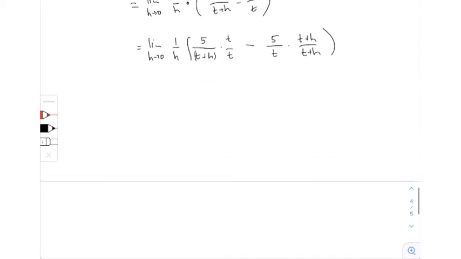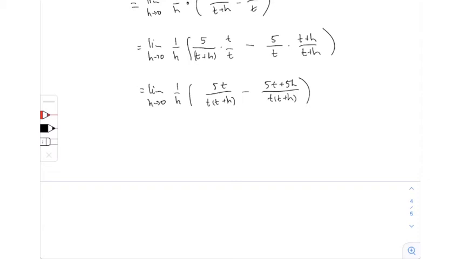And now let's see if we can work this out. 1 over h. The first one is going to be up top 5t over t times t plus h. And the second one is going to be 5t plus 5h, I distributed there, over t times t plus h. And now they have the same denominators. t times t plus h is the common denominator. We're almost done here. We're getting somewhere at least.